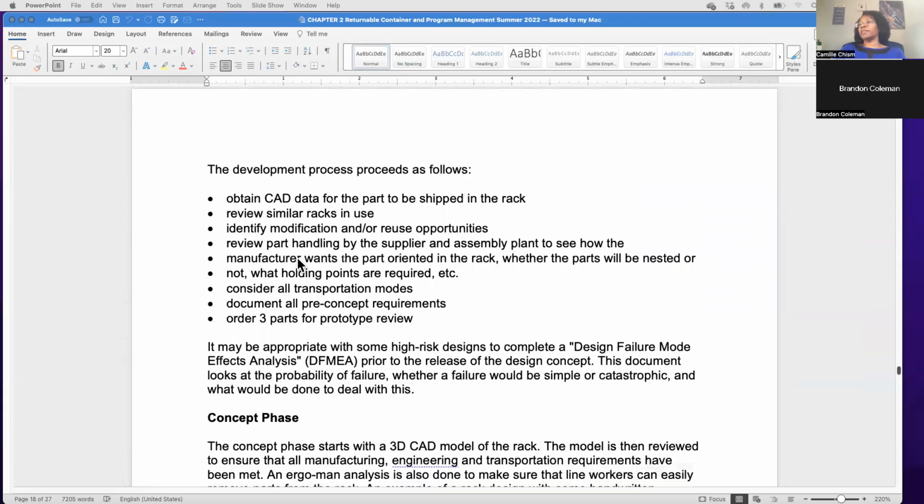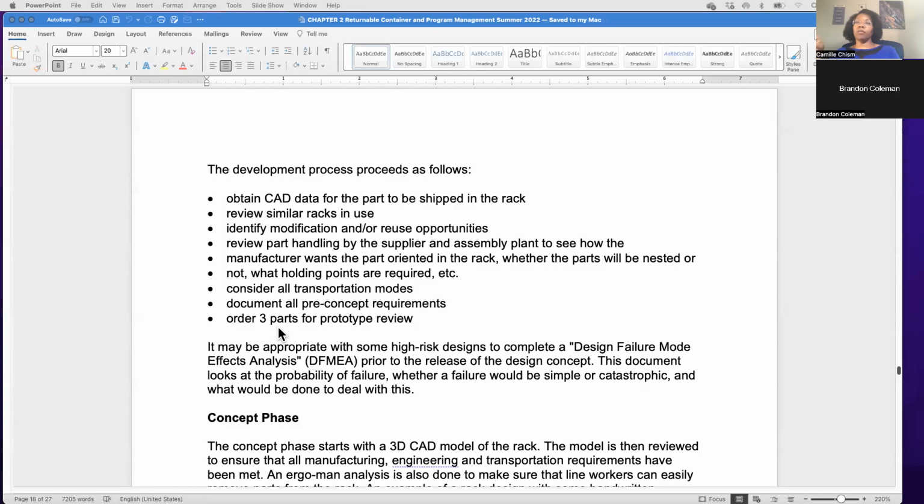Basically these bullet points are all things that would be considered requirements that you want to provide to your supplier. In addition, you want to make sure you order parts. So remember, as I've said several times, have an understanding of what parts you need for all of your packaging designs, because if you don't, you will not be able to run testing. So here, for example, you want at least 3 parts for your prototype review.